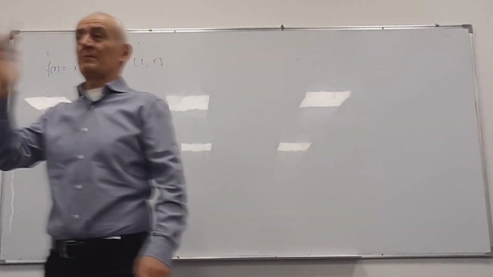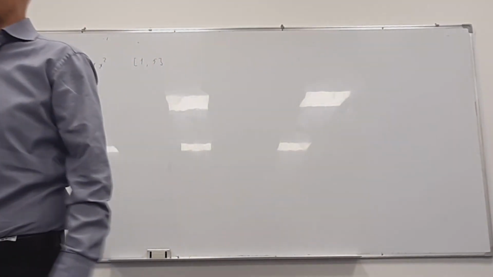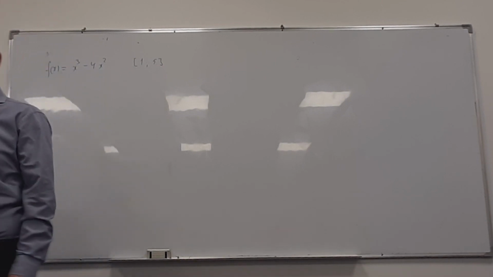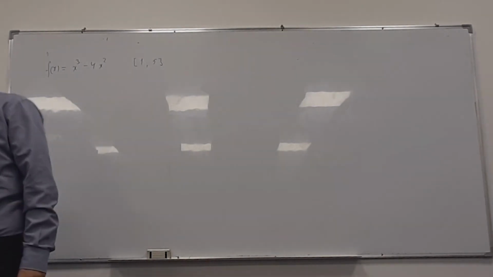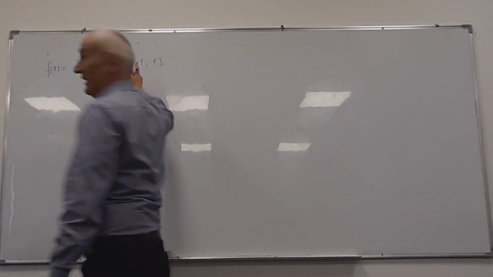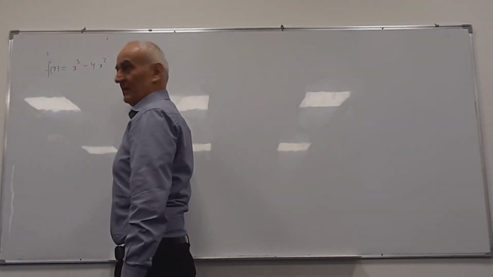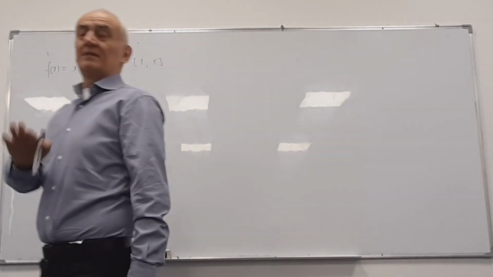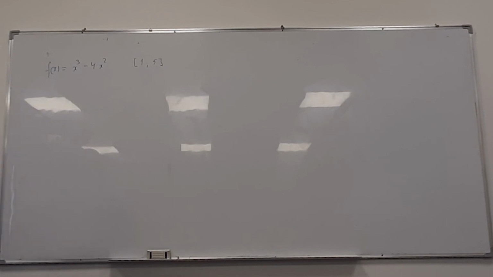So what is step one? Step one is to find critical points. Find the derivative, then equate the derivative to 0 and find the solution. Then put the critical points and endpoints into the original function. The greater value will be the absolute maximum, and the lowest value will be the absolute minimum. I think it's clear.